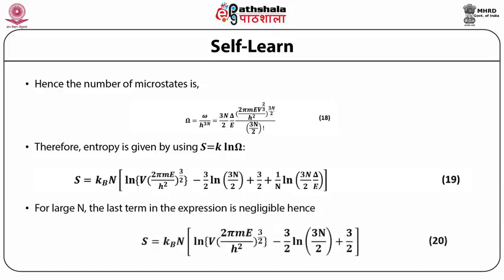Hence, S is equal to k_B n multiplied by log of [V multiplied by (2 pi m e upon h square) raised to power 3 by 2] minus 3 by 2 log of 3n by 2 plus 3 by 2. This expression, though it expresses entropy S as a function of energy E, volume V and number of particles n, is still not correct and needs to be corrected for indistinguishability, which led to the Gibbs paradox.